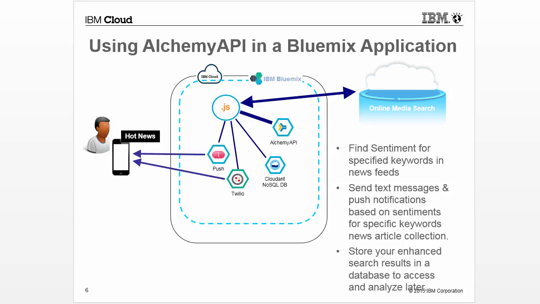We developed an application using Node.js runtime in Bluemix. In this application, we invoke text-get-text-sentiment Alchemy API to check the sentiment for specific keywords in news feeds. Based on the sentiment analysis, we send appropriate text messages to users' mobile device using Twilio service in Bluemix, and send push notifications using push service in Bluemix. With push service, you can send notifications to both iOS and Android devices. We also store the data after running sentiment analysis in Cloud and Database for future analytics.